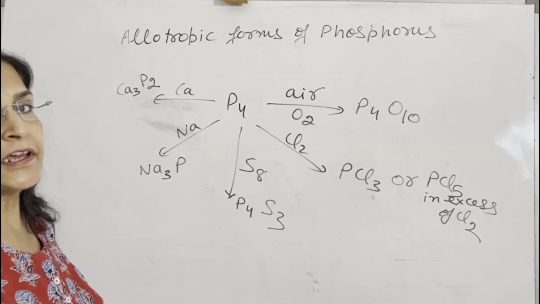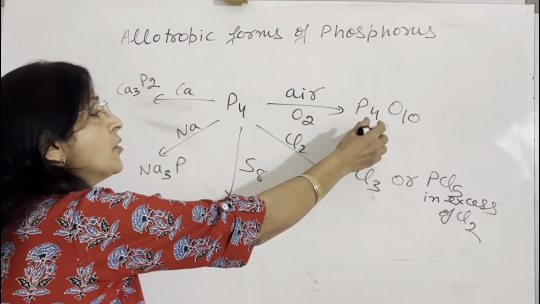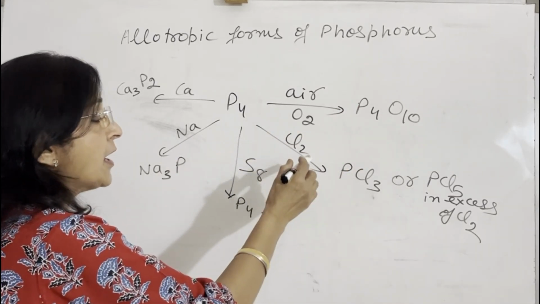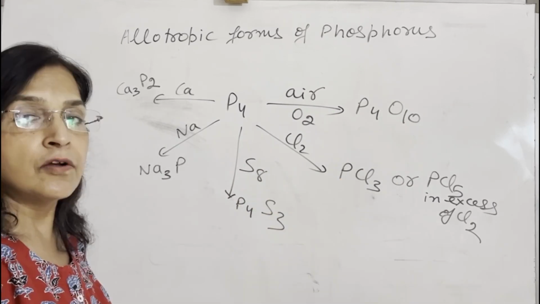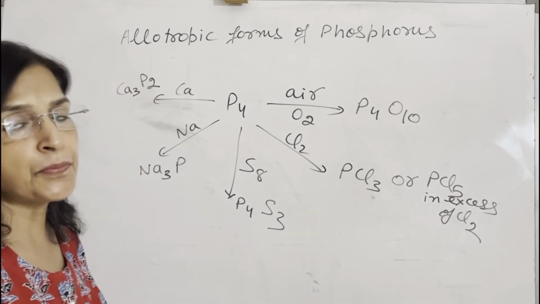These are the chemical reactions of white phosphorus. When white phosphorus is kept in open air, formation of phosphorus pentaoxide takes place. When it is reacted with chlorine, if the amount of chlorine is limited, then phosphorus trichloride forms. If the amount of chlorine is in excess, then phosphorus pentachloride forms.